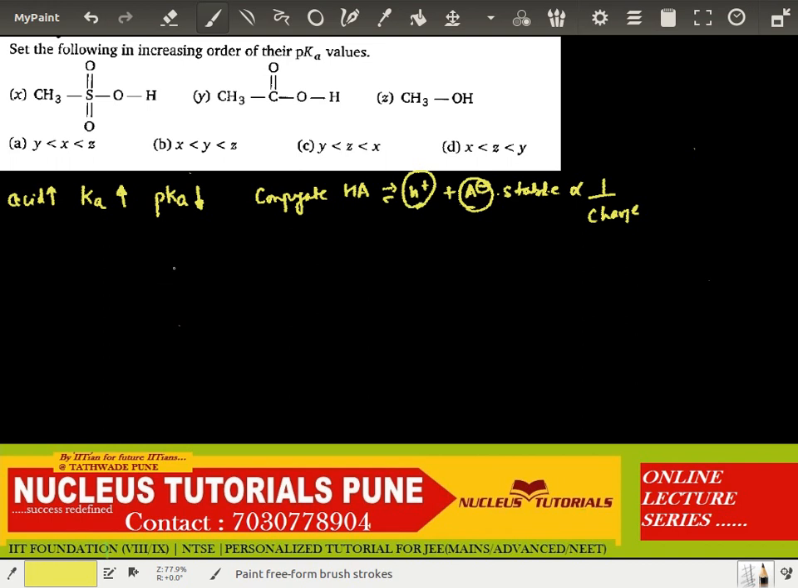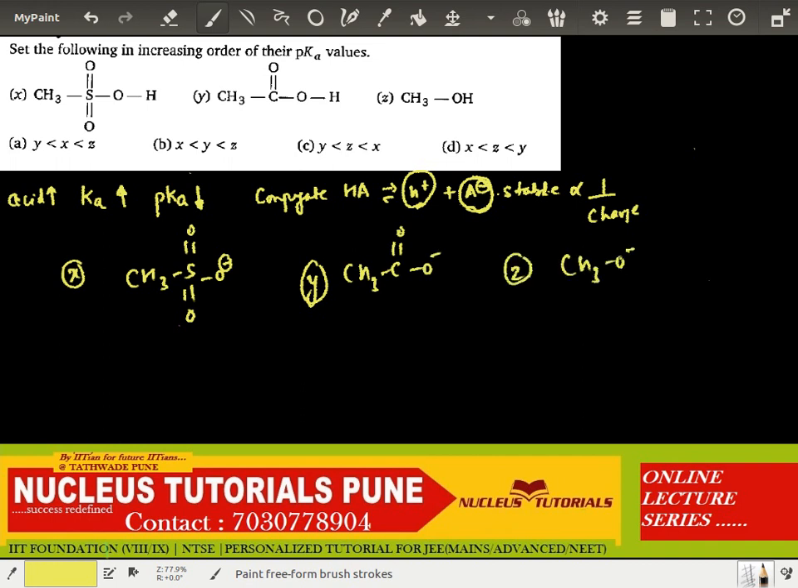Now the extent of stability in the conjugate base is determined by the extent of the minus effects. It can be negative inductive effect or it can be negative resonance effect. So if you have the X molecule, which is sulfonic acid, now if you draw the structure of the conjugate base, clearly this is the structure of the conjugate base for this. For Y, this would be CH3COO minus, and for Z, this will be CH3O minus.